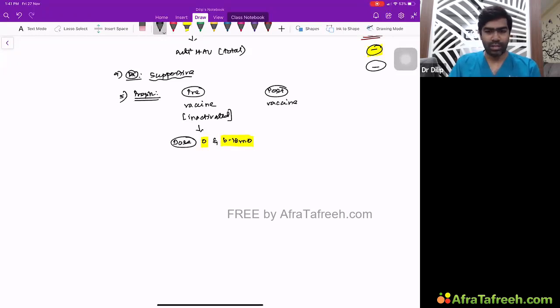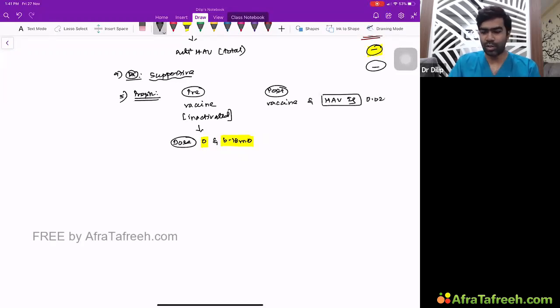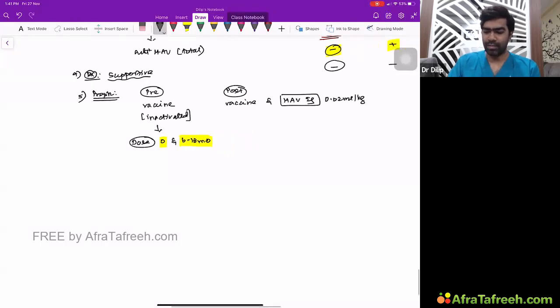For post-exposure prophylaxis, apart from the vaccine, you can give hepatitis A immunoglobulin as well. Hepatitis A virus immunoglobulin is available. The standard dose is 0.02 ml per kilogram IM, and it has to be given as soon as possible after the exposure. The vaccine should be given within 2 weeks of exposure. So these are the ways to control hepatitis A virus in the post-exposure scenario.